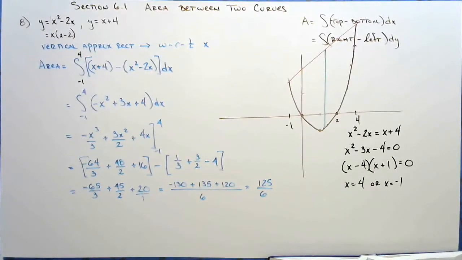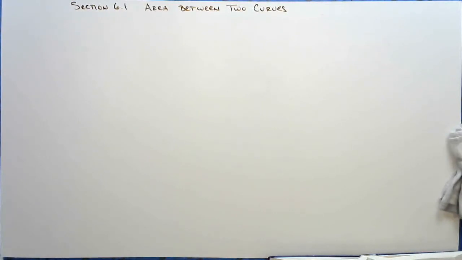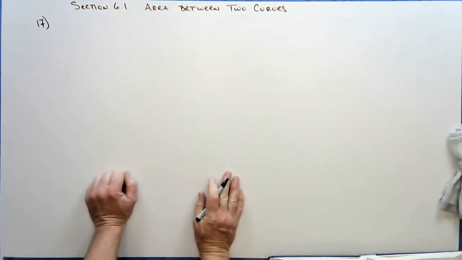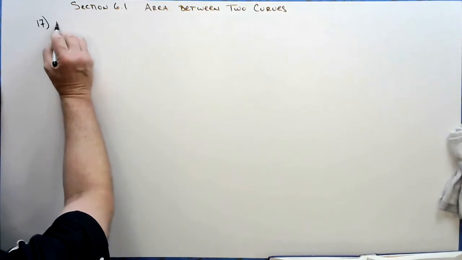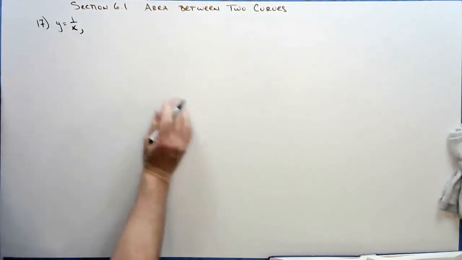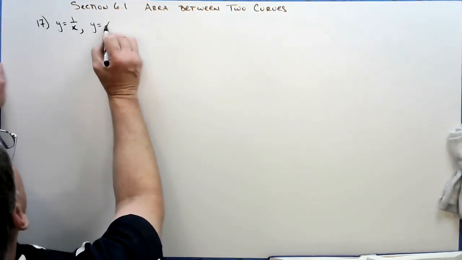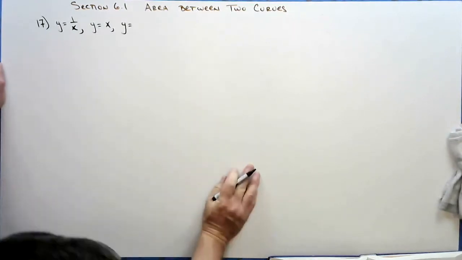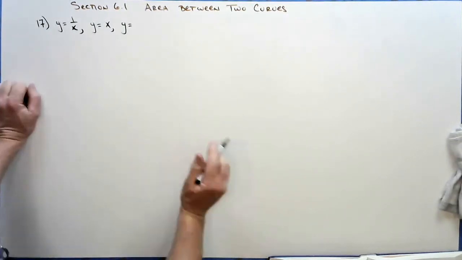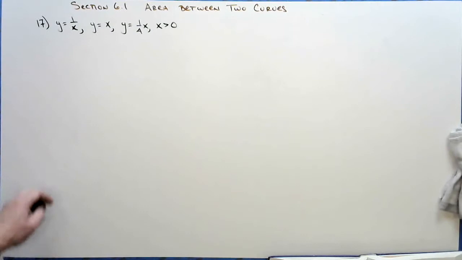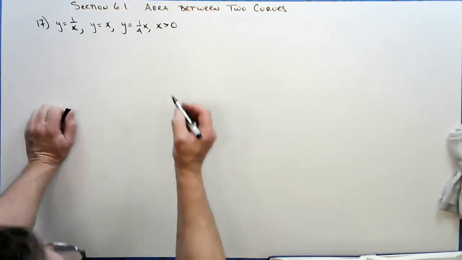Okay, I'll erase the whiteboard and come back with another example. All right, the next problem I'll work on is problem 17. 17 is y equals 1 over x, y equals x, y equals 1/4 x, and x is greater than or equal to 0.